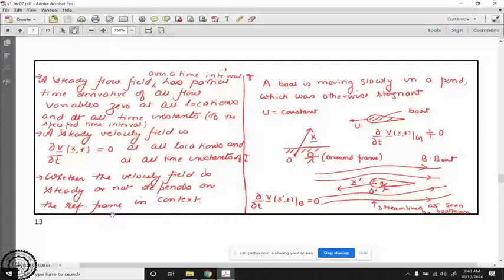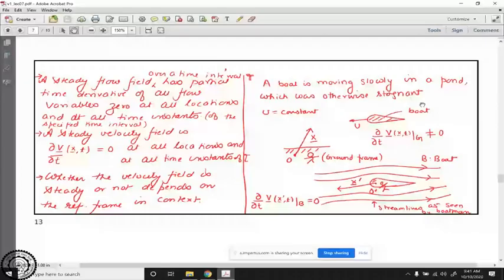Let's assume there is a boat moving very slowly in a pond, very slowly. There is a reason why I am saying very slowly, and at some point after a month, I will come back and tell you what is the significance of slowly. For the time being, just take it as I'm telling you, and I still think it will make some sense when I ask you to visualize the flow field. So a boat is moving slowly in a pond which was otherwise stagnant.